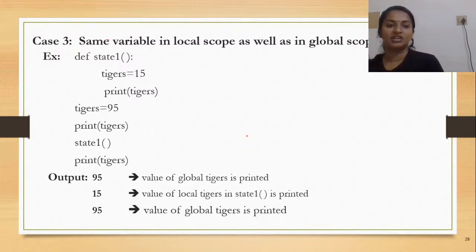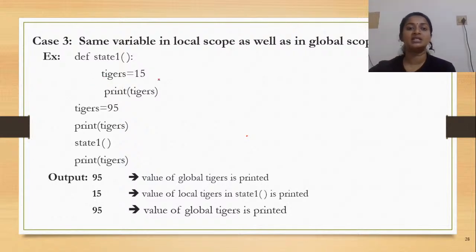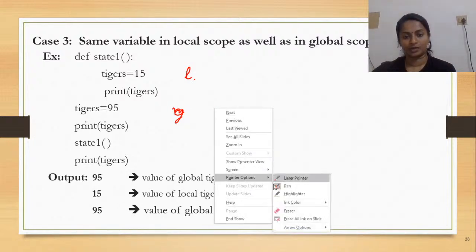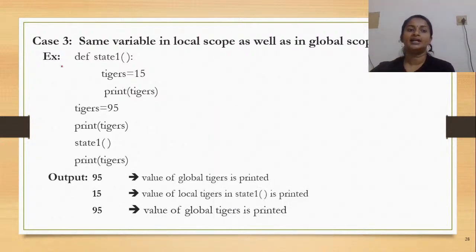Why? Because when you're defining it inside a function, it is supposed to have local scope. When it is defined in the main program, it is supposed to have global scope. Clear? So let's see this. We'll first understand the program, then we'll look into the result and understand why this happened. Okay. So we have a function defined here. What is the name of the function? State1, right? Now the function is going to be defined, and this is the function body.